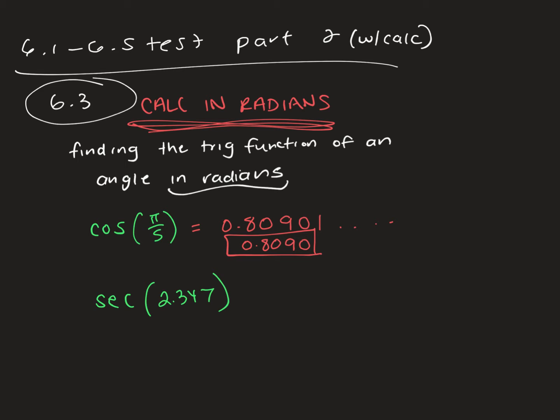Good morning, Natalie. We're just talking about what's on the part 2 of your test tomorrow. All right, then you get something like secant of 2.347, and although that doesn't have a pi in it, that's still in radians because there's no degree symbol. So in my calculator, I'm going to do 1 divided by cosine of 2.347.